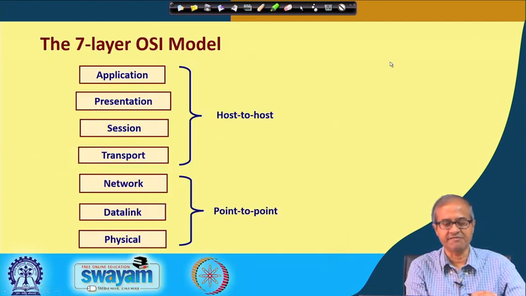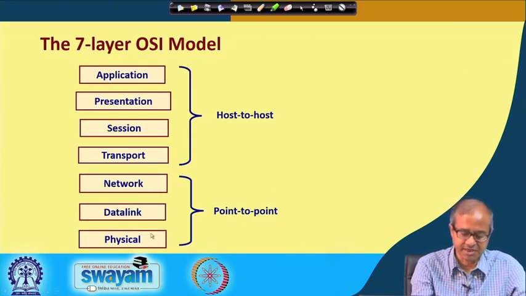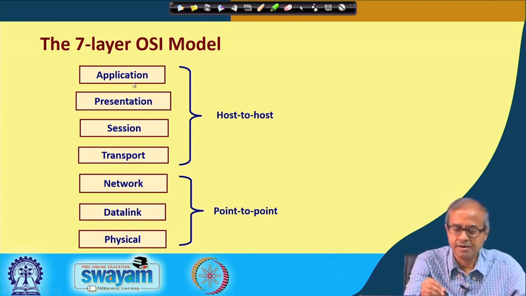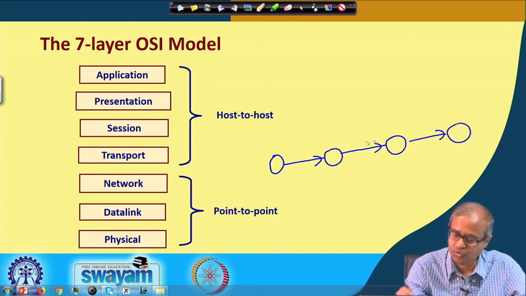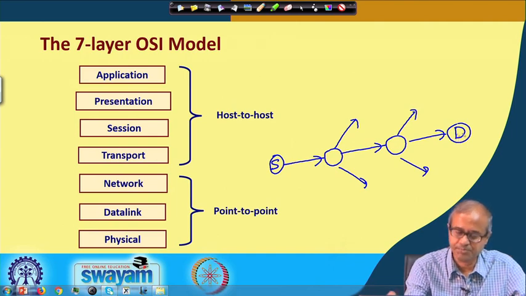Now, talking about the 7 layers, these are the 7 layers, starting from the lowest: physical, data link, network, transport, session, presentation, application. Now, if you think of a network like this, I am only showing one path, there can be other paths also. Let us say from a source S to a destination D, this is the path which is followed.